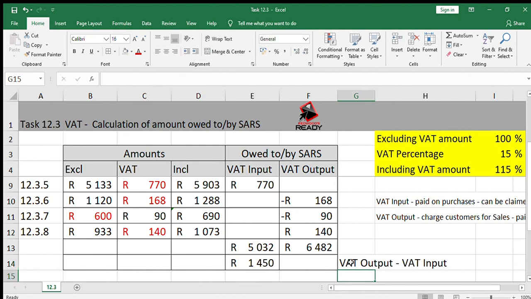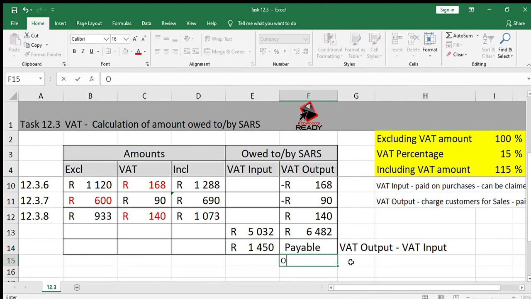This tells you how much is payable or receivable from SARS. Now in this case, the output is greater than the input, so it's payable to SARS. The reason is because the output is greater than the input. If the input was greater than the output, the difference would have been receivable from SARS. That's all there is for this question. Thank you. Bye.